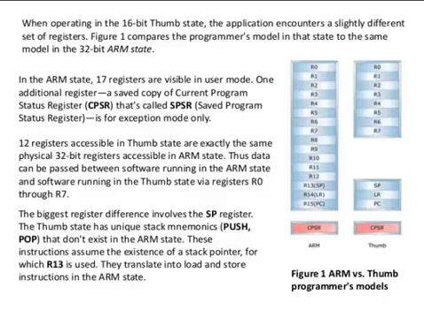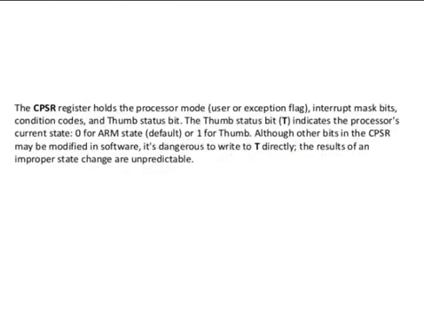The CPSR holds the processor mode, that is, user mode or exception mode. Then the interrupt mask bits, that means making it 0 or 1. The T bit, that is the Thumb status bit, indicates the current state. If it is 0, then it is ARM. If it is 1, then it is Thumb.